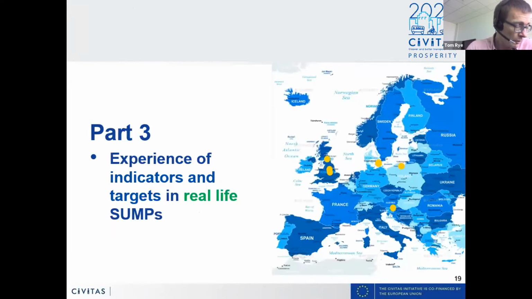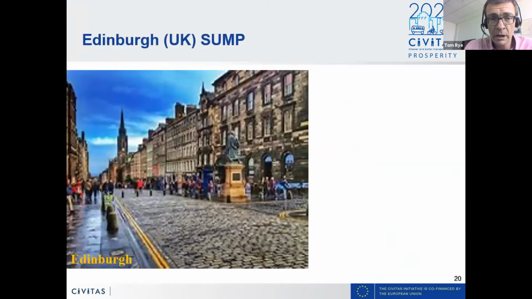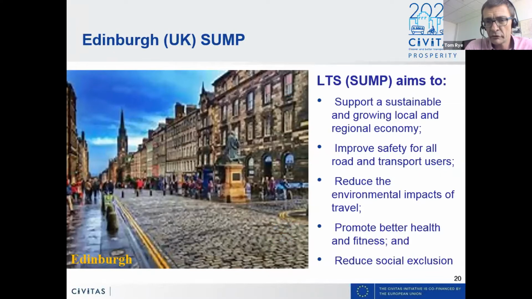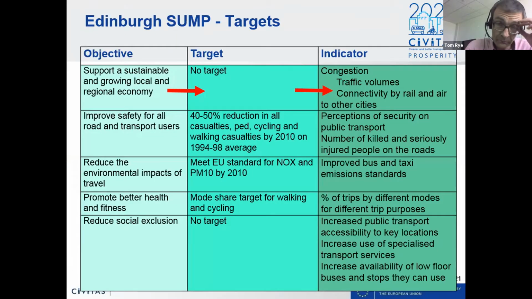Targets and indicators in real life SUMPs, what's been happening. In my own city, these are the objectives of the SUMP: improve the local economy, improve safety for road and transport users, improve environmental impacts of travel, health and fitness, and reducing social exclusion, making sure that people can participate in society. So I won't go through every part of this table, but essentially, you can go back yourself if you're interested, but I'll give a couple of examples.